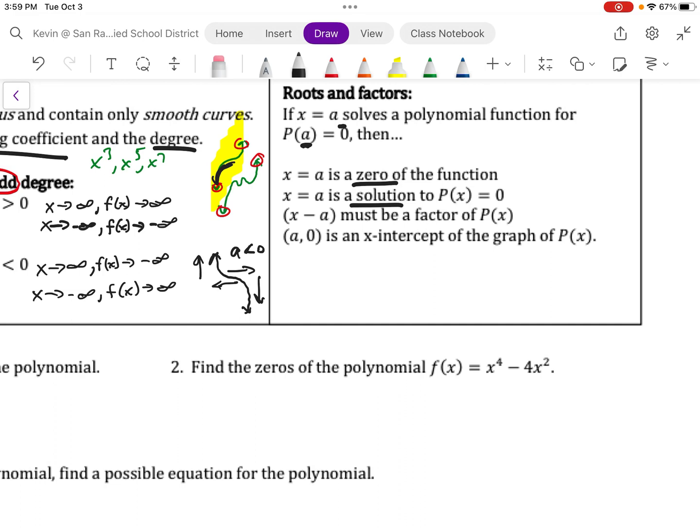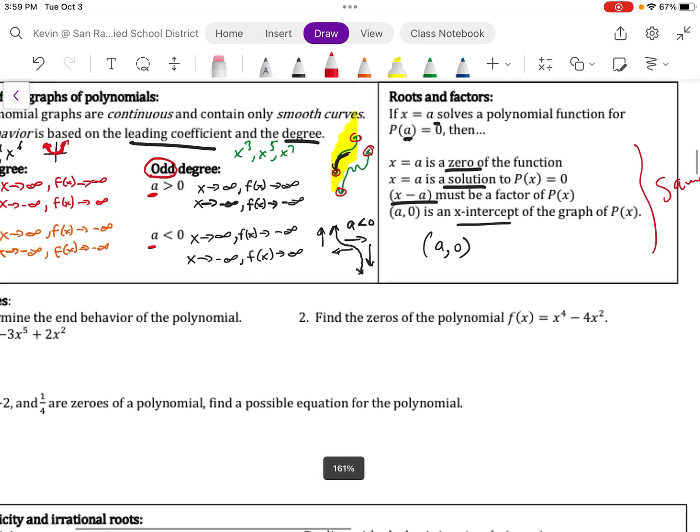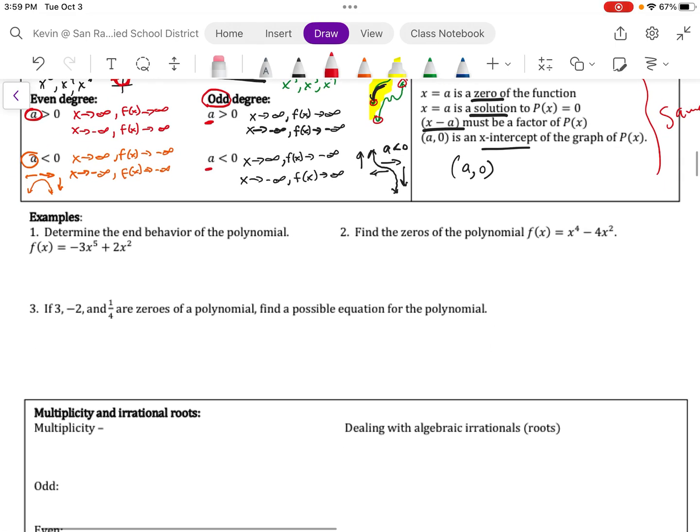As a factor, that would be x minus a. And then if we're asked to find the x-intercept, that's going to be written as (a, 0), because it is an x-intercept. This is just highlighting the different ways you would write it, because all of these are the same thing: zeros, solutions, factors, roots, x-intercepts. They all mean the same thing; they're just written differently. Let's get through 1, 2, and 3, and then we'll take a break.